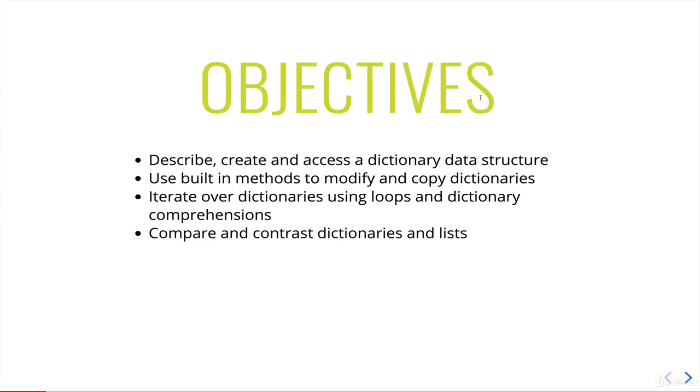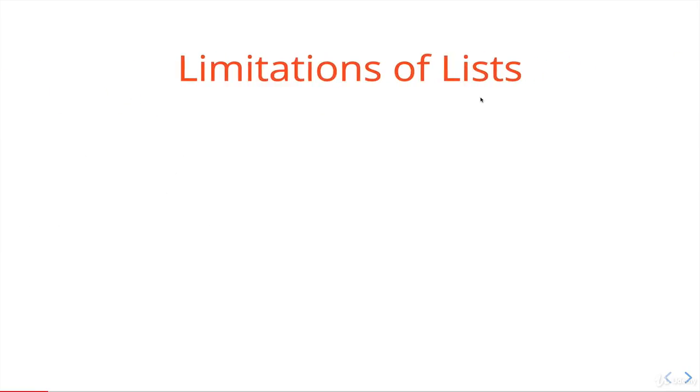And then one of the things we'll also do is compare and contrast dictionaries and lists as data structures. How are they similar and how are they different? When would you use one versus the other? And that's actually a good place for us to begin. So lists are great. We use them a lot, but there are some severe limitations.